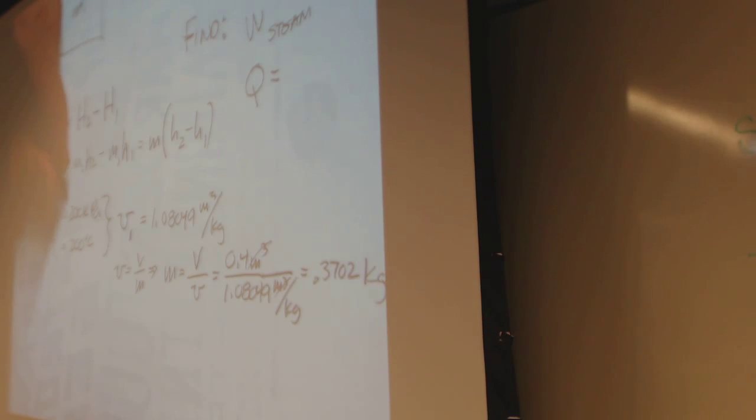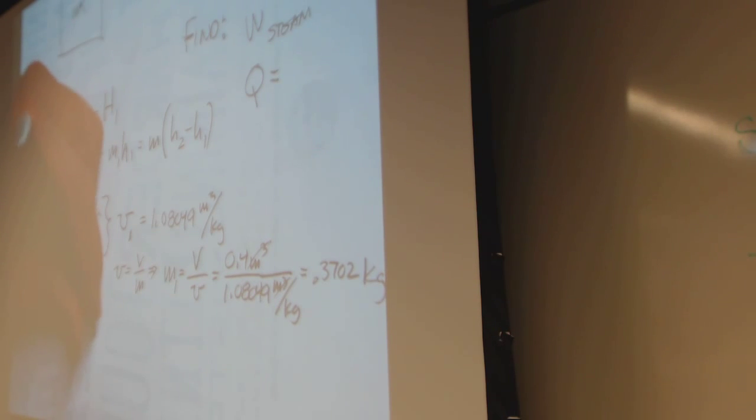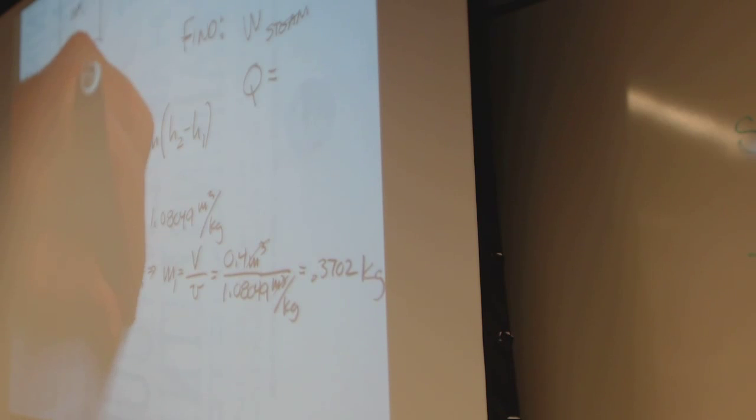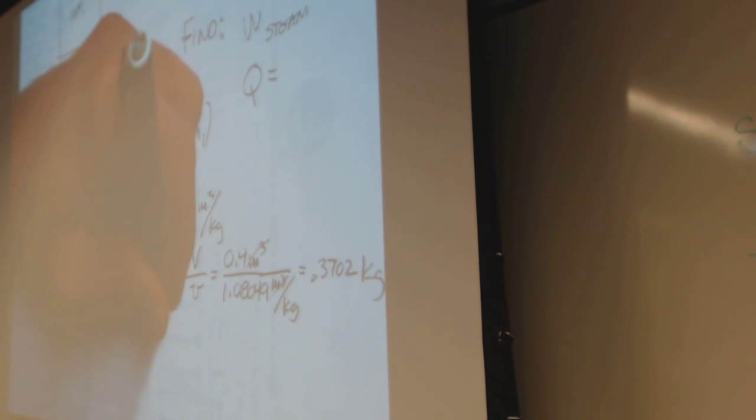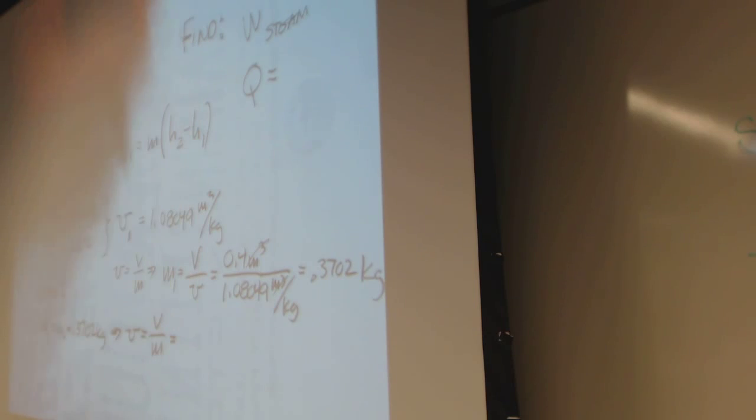So that gets us units of kilograms, and it's going to be something like 0.3702 kilograms. And that's state 1. So that's M1, and we still have 0.3702 kilograms. And now our specific volume is volume divided by mass.